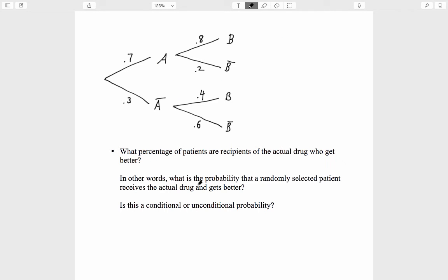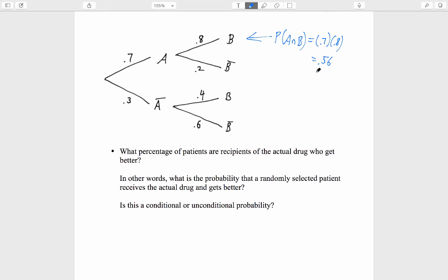Now let's read carefully. What percentage of patients are recipients of the actual drug who get better? This is a little subtle, but the percentage is the percentage of all the patients. We're asking what percentage of all the patients have the following description. They are recipients of the actual drug who get better. That is to say that they are recipients of the actual drug and they get better. So we're talking here about the probability of A intersect B. The only outcome that contributes to A intersect B was obtained along this particular path. And its probability equals 0.7 times 0.8, which equals 0.56.